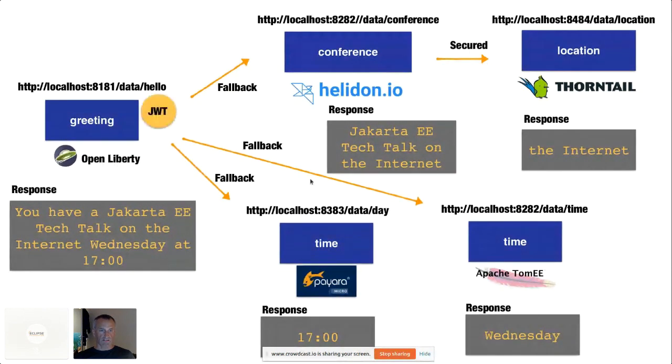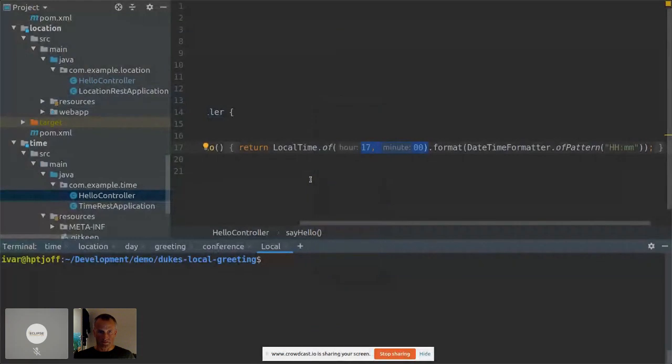And what I want to do is to have a JSON Web Token on the greeting request, which is going to be propagated to the conference, but it's not going to be used there because I'm fine with just showing which conference I'm at, and it's going to be sent to the location service where it's going to be evaluated and see if I have access to giving out the location, and then return the proper response. So it's only going to be used in the Thorntail application, but it's going to propagate through it. This is the JSON Web Token propagation.